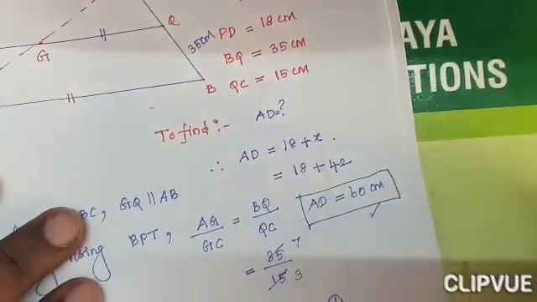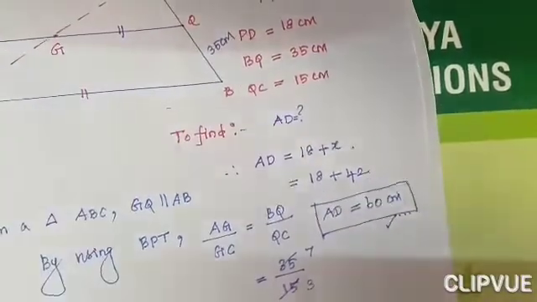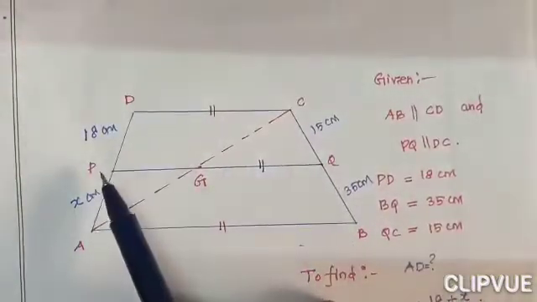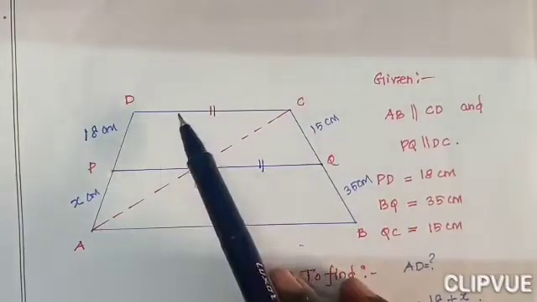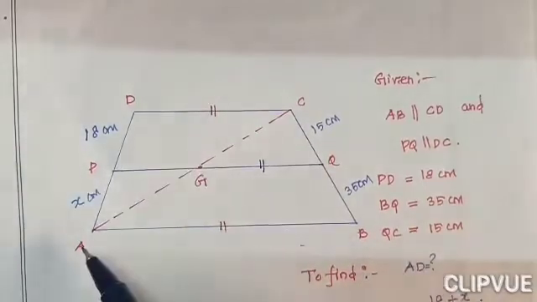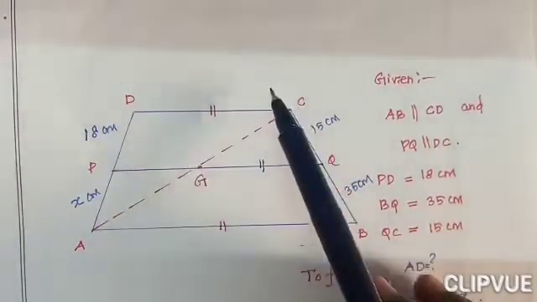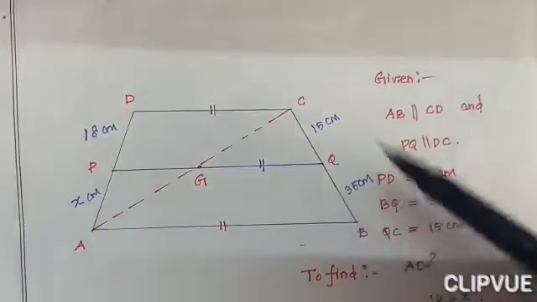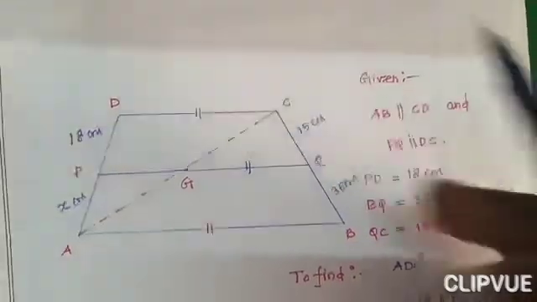This is the required answer. I hope you understand this. See, the trapezium is given and a straight line is drawn which is parallel to any one side. If it is parallel to one side, it is parallel to the other side also, because AB is parallel to CD is given and PQ is parallel to CD, which means PQ is also parallel to AB. Okay, then you can get one more result from this.